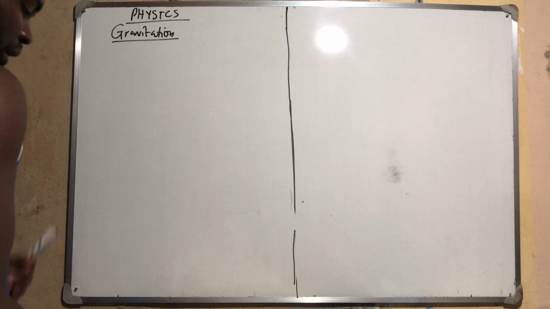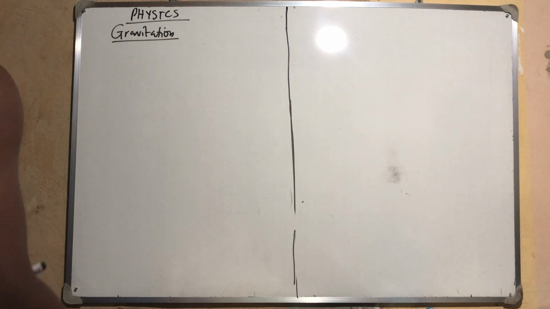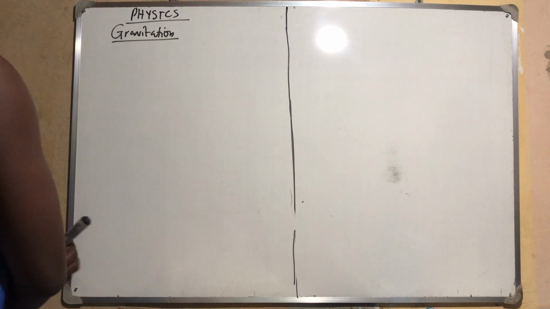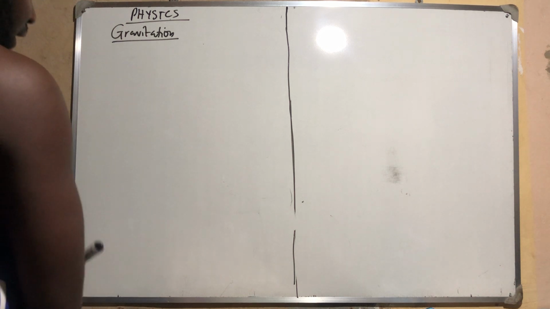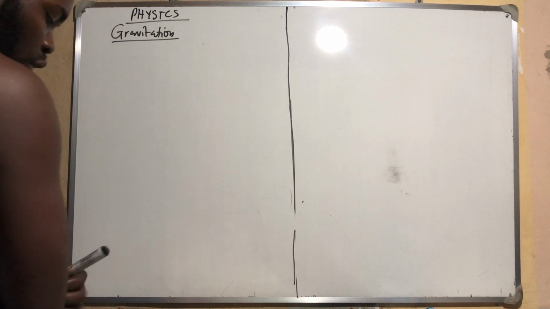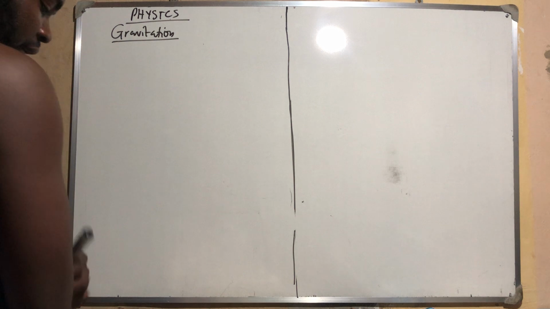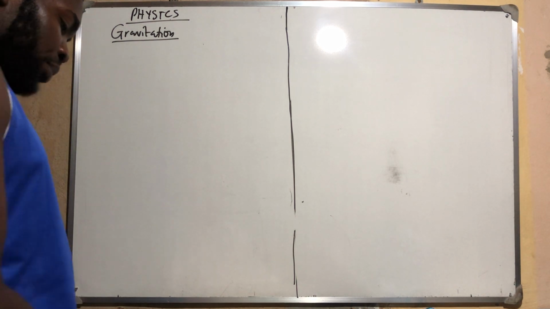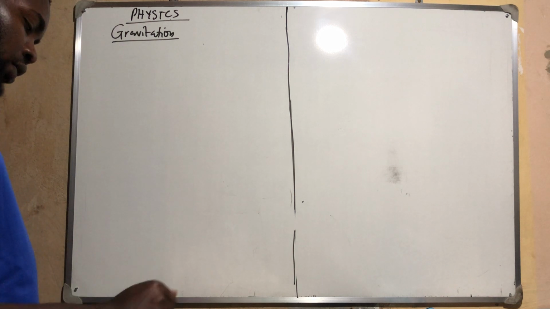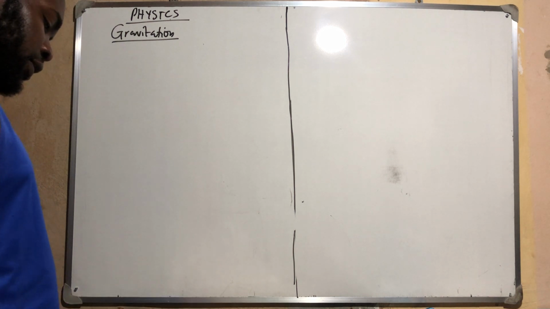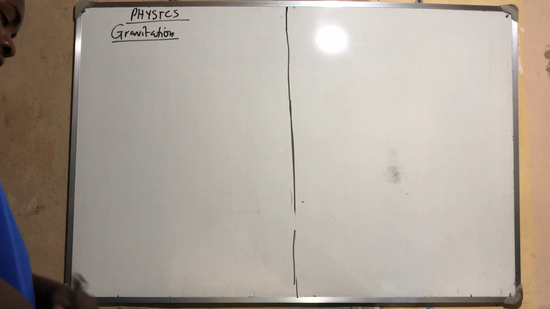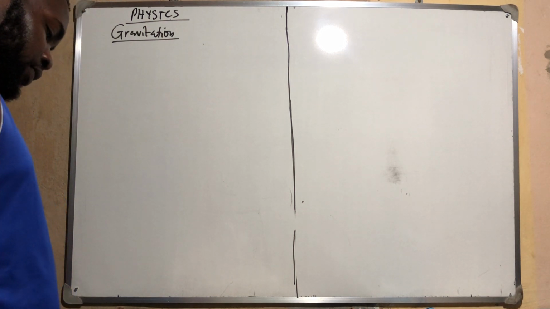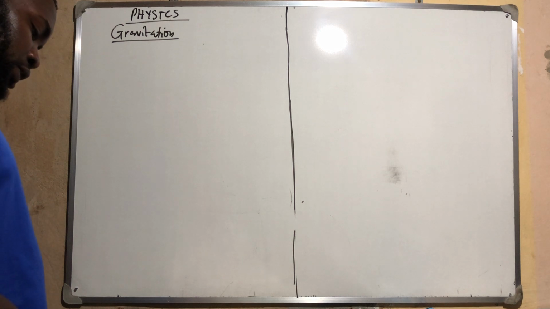In today's video, we'll be talking about gravitation and the laws of gravitation. So the first one, we're talking about Kepler's law. Kepler's law stated that all planets move in an elliptical orbit, having the sun as the focus. Yes, all planets move in elliptical orbits, having the sun as the what? The focus.